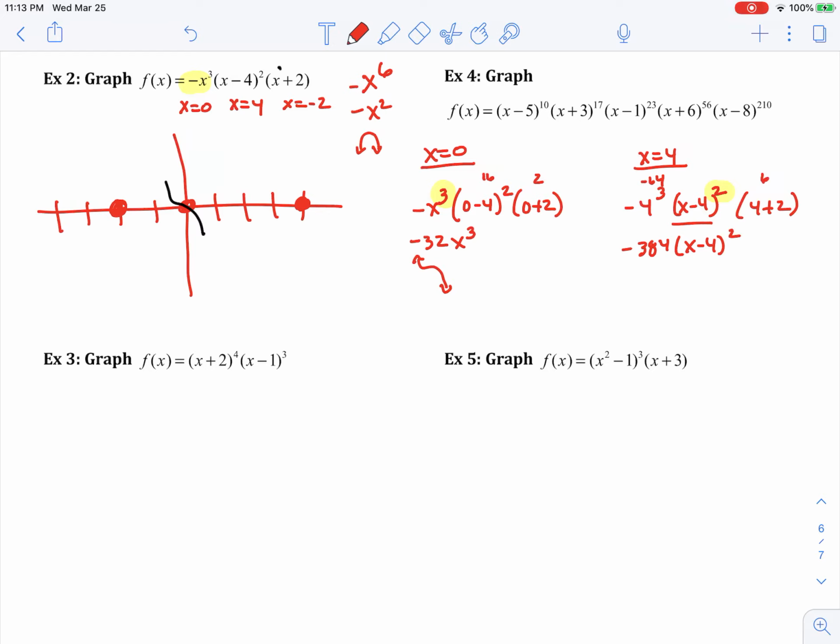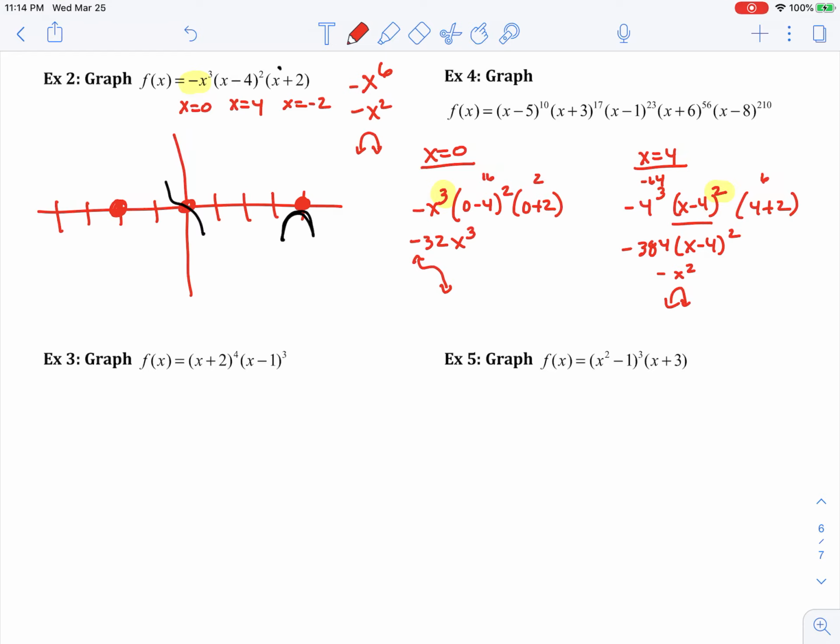So as we are approaching x equal to 4, the behavior of our graph is taking on the shape of a negative 384, x minus 4 squared. Or more specifically, it's taking on the graph of a negative x squared graph, an upside down parabola. And so if we were to sketch that around x equal to 4, this upside down U shape, this upside down parabola.